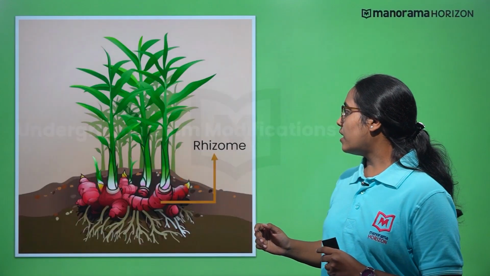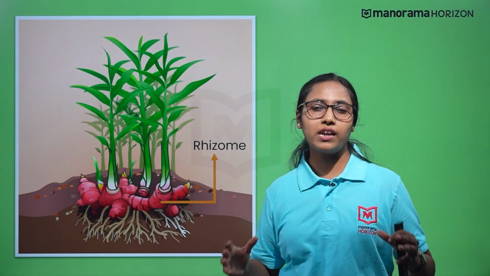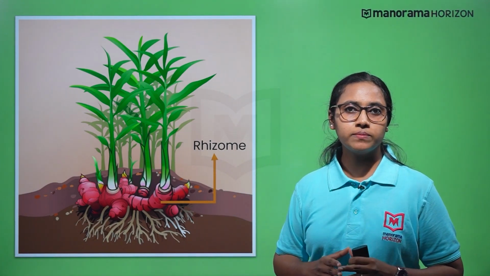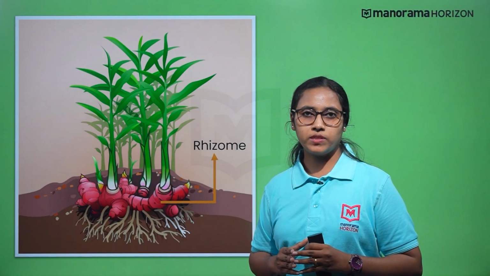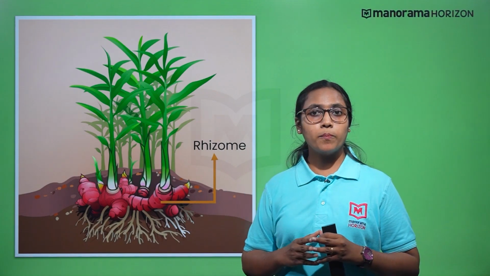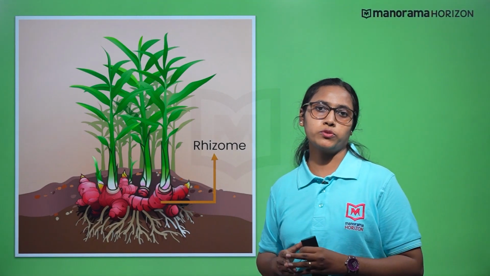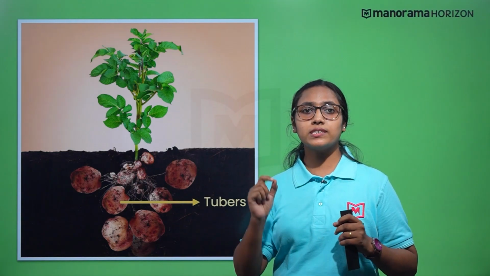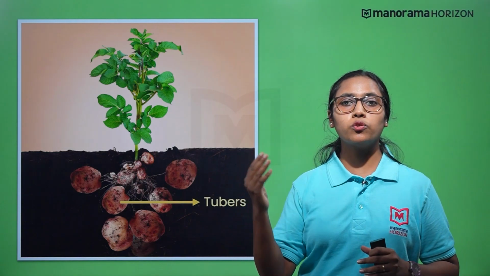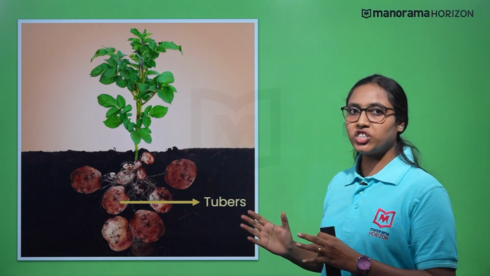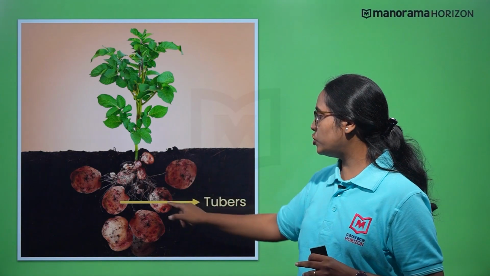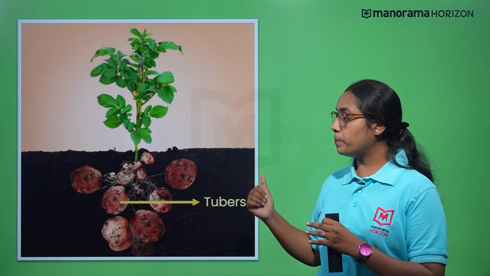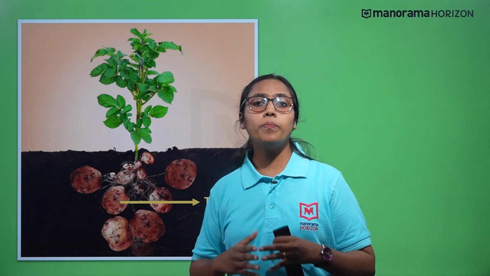Here you can see a continuously growing horizontal underground stem called rhizome. It contains nodes, internodes, and buds. Ginger, turmeric, bananas are some examples of rhizomes. In potatoes, the end of the stem possesses a thick, fleshy part to store food. And this specialized modification is known as tubers. It consists of nodes, internodes, and bare buds, from which a new plant is formed.